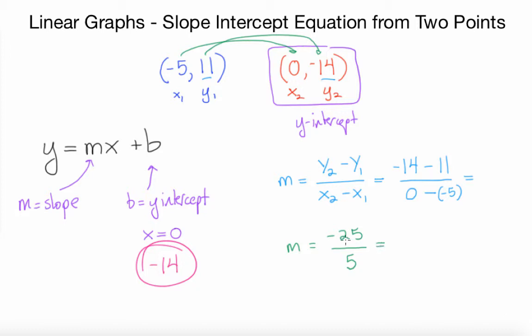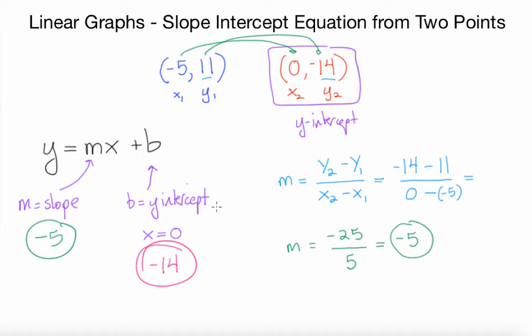So my slope means I'm losing 25 every time I change by 5. So as a rate, that means I lose 5. I just divide those two. -25 divided by 5 is -5. My slope is -5. All right, I've got my slope of -5. I got my y-intercept of -14. Let's write out our equation.